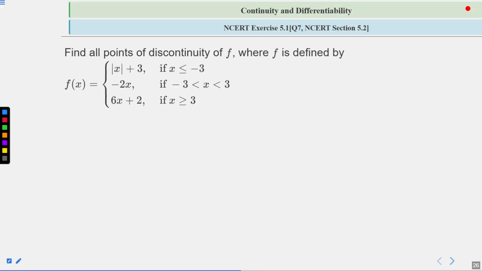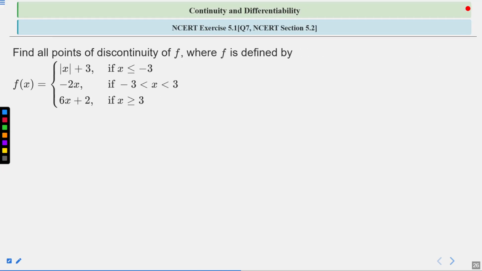Okay, next is question number 7: find the points of discontinuity of f, where f is defined by f(x) equal to |x| plus 3 if x is less than or equal to negative 3, f(x) equal to negative 2x if x is between negative 3 and 3, and f(x) equal to 6x plus 2 if x is greater than or equal to 3.